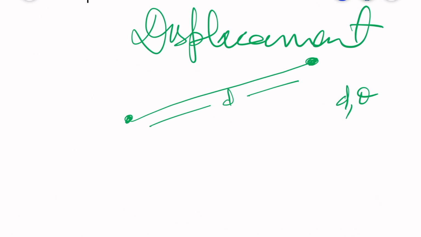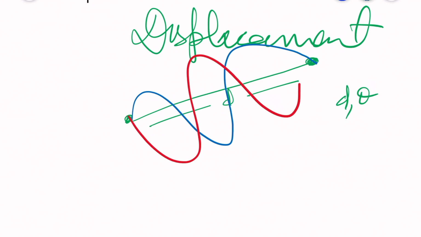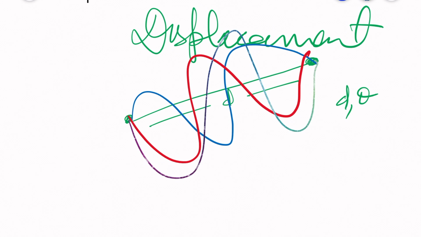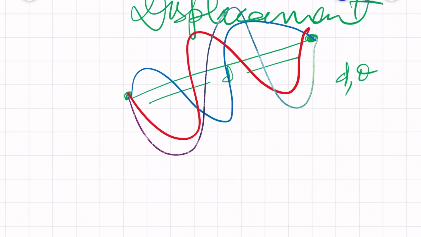So, for example, if this point went this way versus another point went this way versus another point went this way, the displacement for all of them is the same because their starting and ending points are the same. So, let us look at a few displacement vectors.